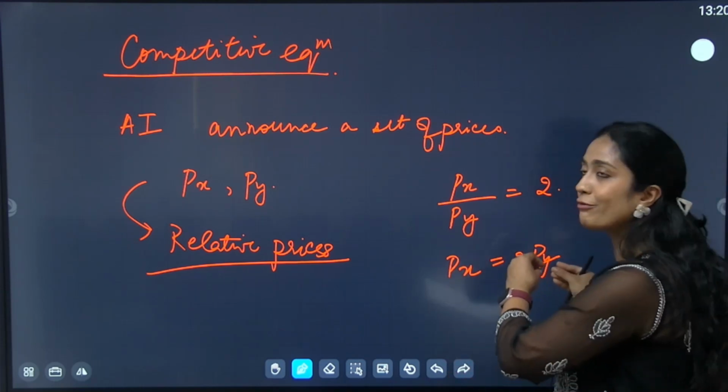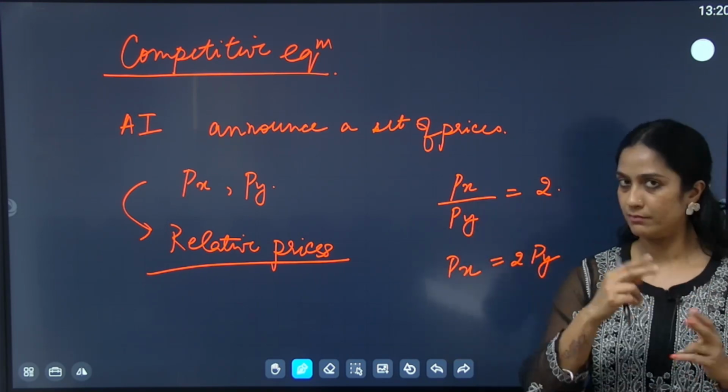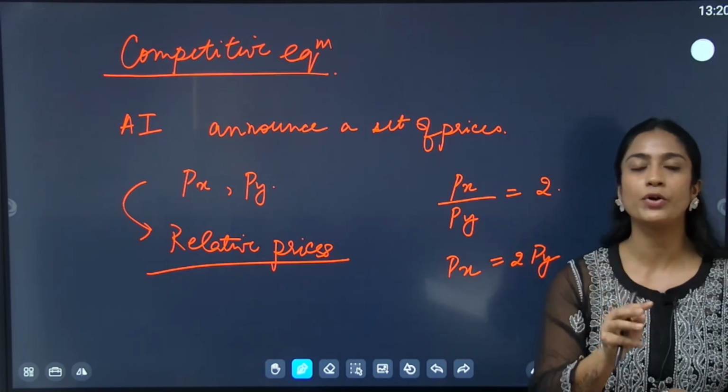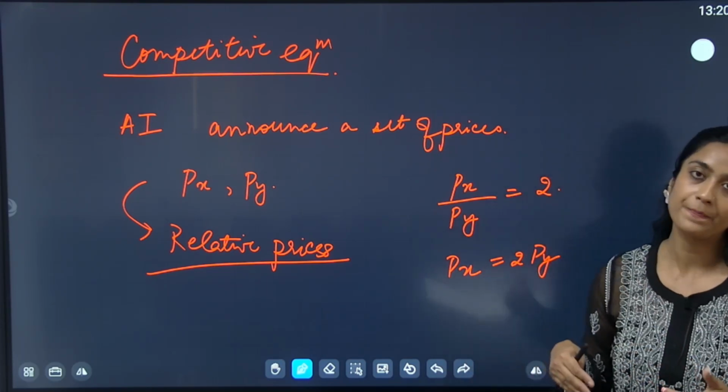So 1 unit of Y is worth half unit of X. I spoke the other way around. So 1 unit of Y is worth half unit of X, which means that X is more valuable in this economy than Y. All right.